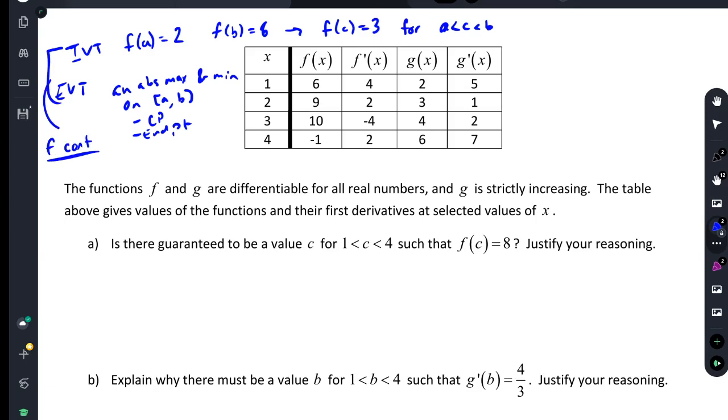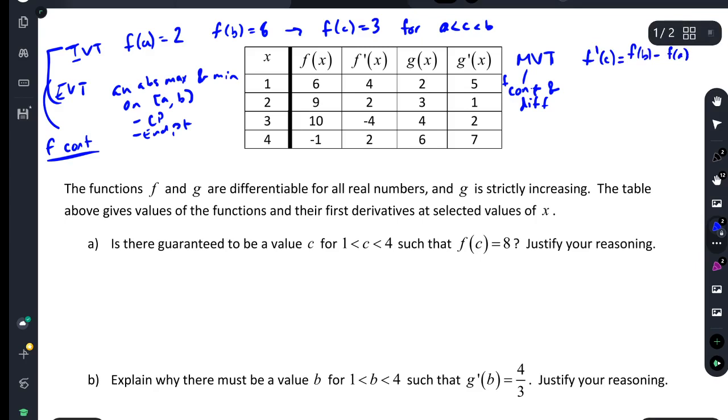Then we also have MVT, which for MVT to apply, we had to have f being continuous and differentiable. If they just say differentiable, that's also okay, because if they just say differentiable, f had to be continuous. So MVT tells us that there's somewhere where we have an f prime of c equal to f of b minus f of a over b minus a, which is the instantaneous rate of change equals the average rate of change somewhere for a less than c less than b.